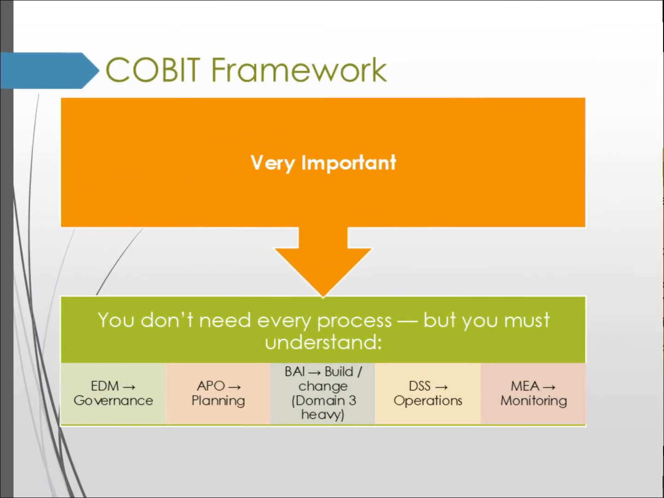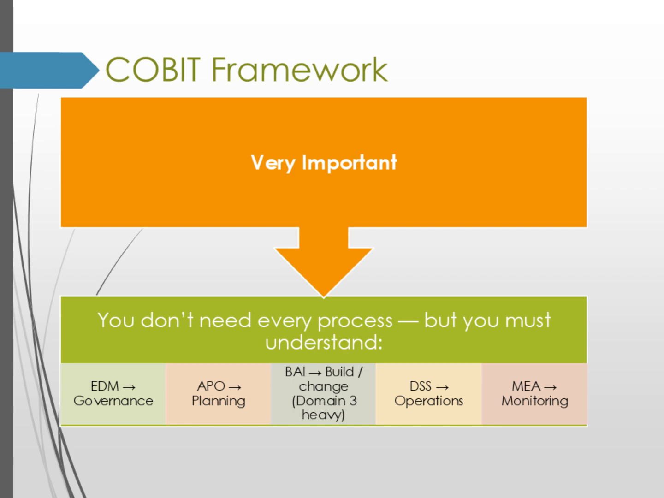Now, let's simplify COBIT. This is a very important framework in the exam, but you don't need to memorize every single process. What you do need is to understand how it's structured. At a high level, COBIT is about governance and management of IT. It starts with governance. That's EDM, evaluate, direct, and monitor. Then moves into planning. Through APO, align, plan, and organize.